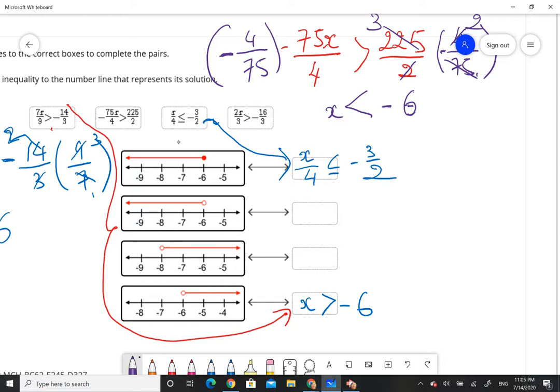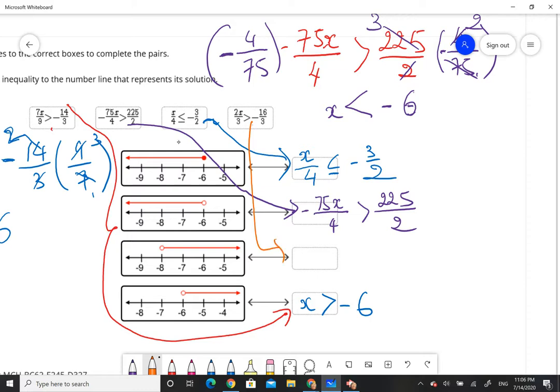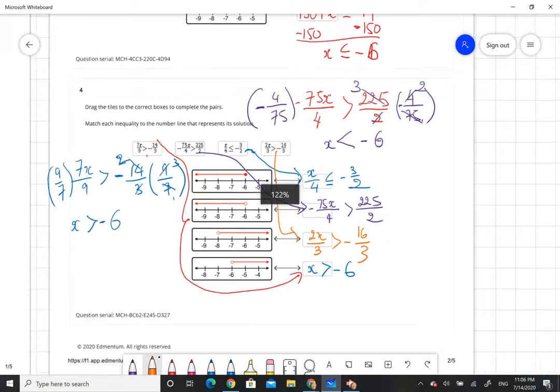So this one is -75x/4 greater than 225/2. So this one goes here, right? And then, of course, the last one would go right here, correct? Because it's 2x over 3 greater than negative 16 over 3, okay? So that is number 4.